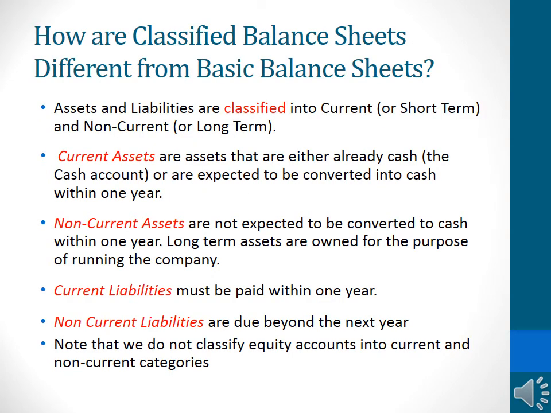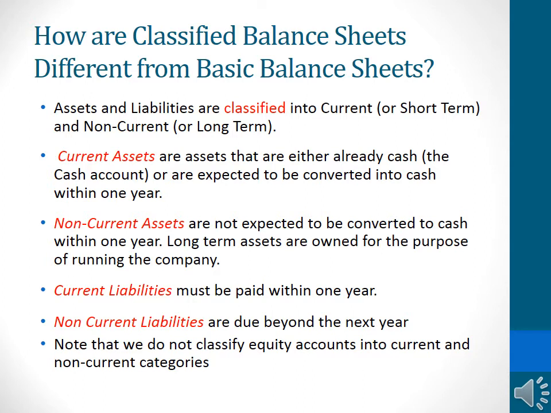Let's start with how classified balance sheets are different from basic balance sheets. Assets and liabilities are classified into current or short-term and non-current or long-term categories in a classified balance sheet. All classified really means is categorizing some subsets to make the information a little more useful. Current assets are assets that are either already cash, like the cash account, or are expected to be converted into cash within 1 year. We'll see some examples shortly.